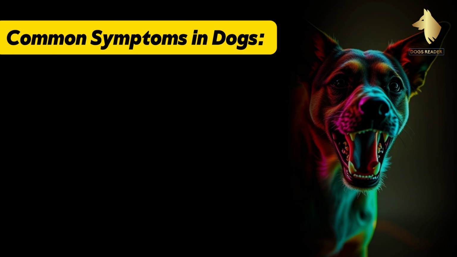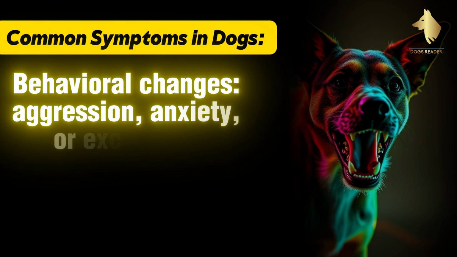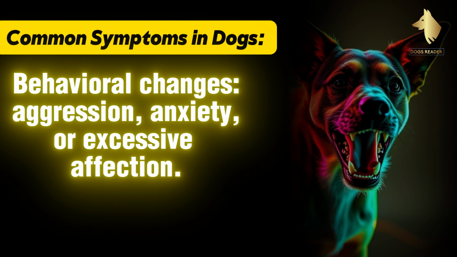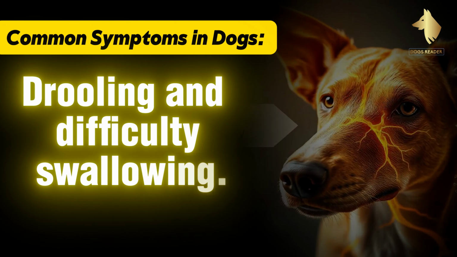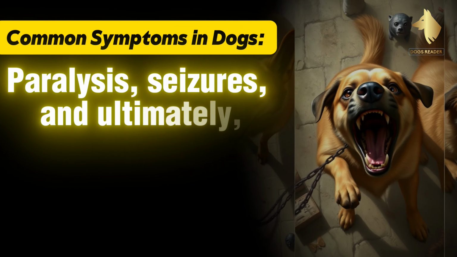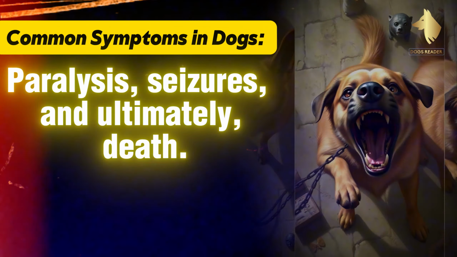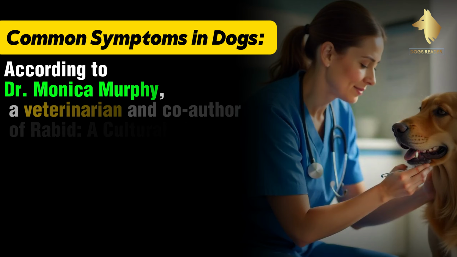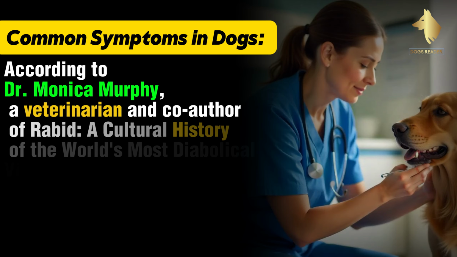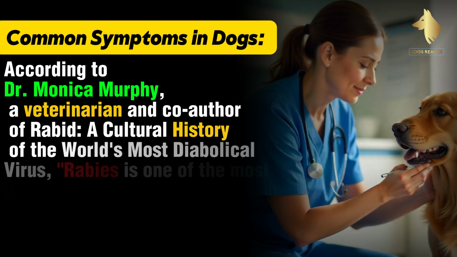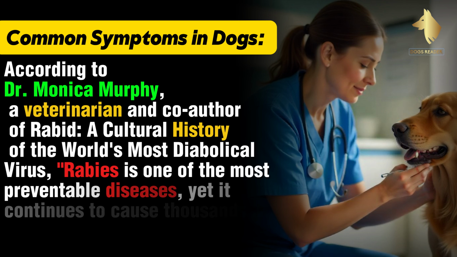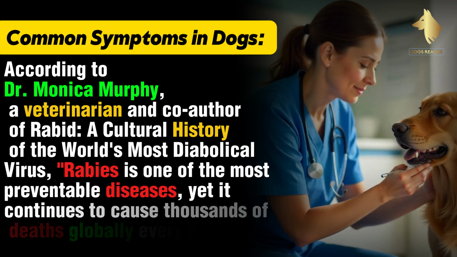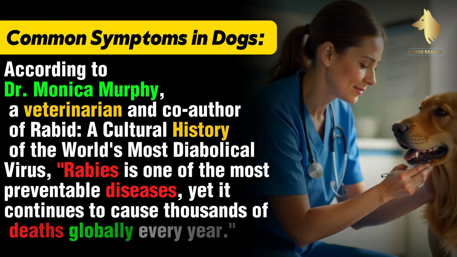Common symptoms in dogs: behavioral changes, aggression, anxiety, or excessive affection, drooling and difficulty swallowing, paralysis, seizures, and ultimately death, according to Dr. Monica Murphy, a veterinarian and co-author of Rabid: A Cultural History of the World's Most Diabolical Virus. Rabies is one of the most preventable diseases, yet it continues to cause thousands of deaths globally every year.